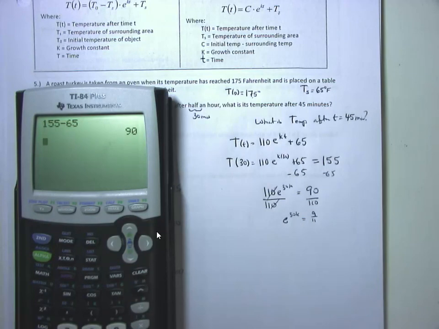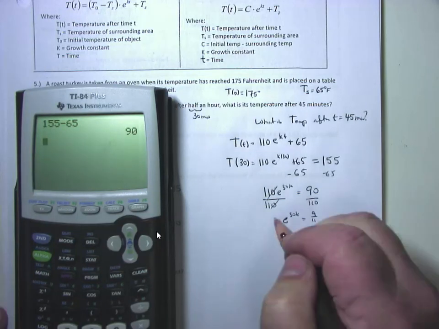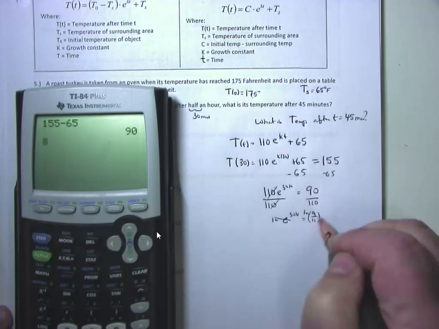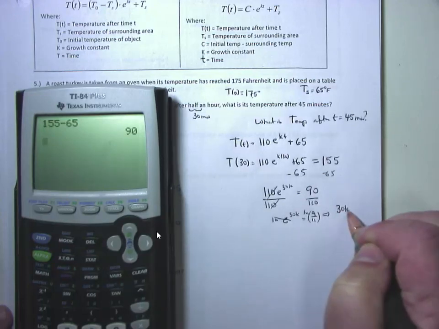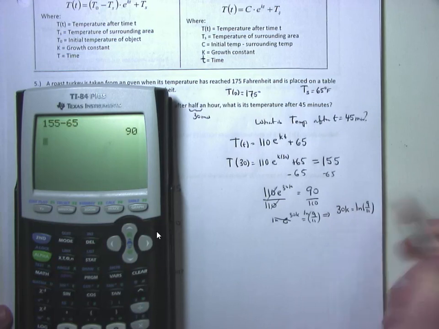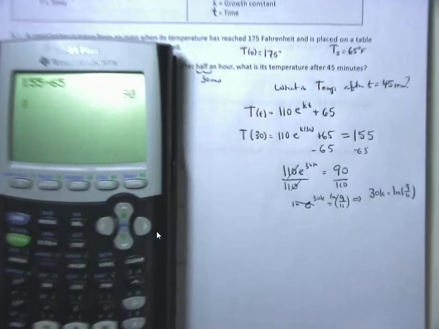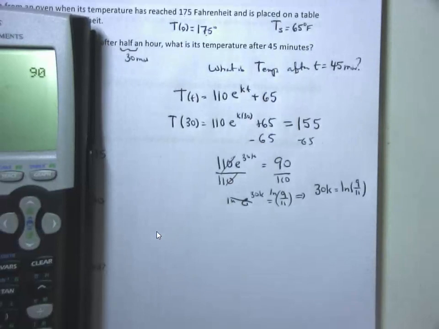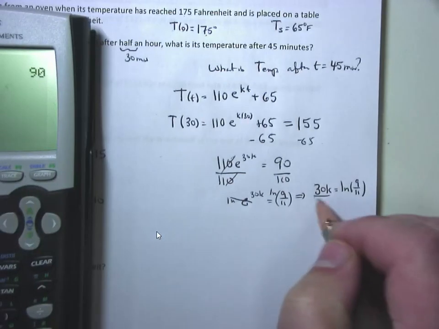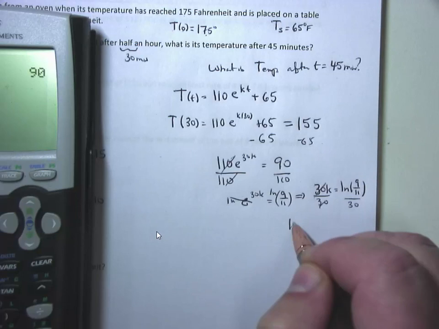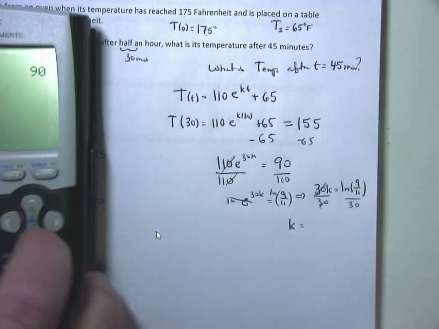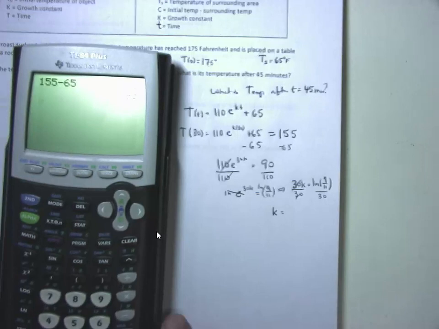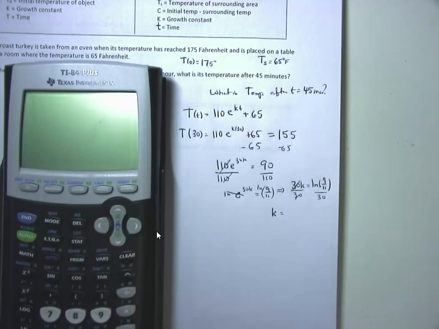And then what's my next move? The big move on solving for the exponent of an e. What am I going to do? Take the natural log of both sides. This cancels and leaves me with 30k is equal to the natural log of 9/11ths. And then the last move is divide by 30. And I get k to be equal to the natural log of 9 divided by 11, closed parentheses, divided by 30.